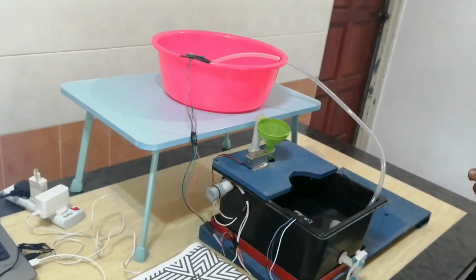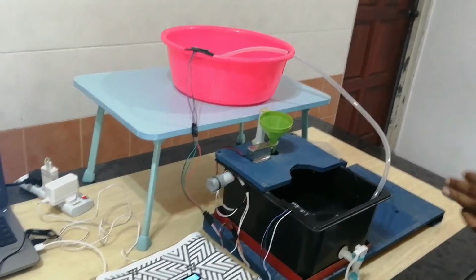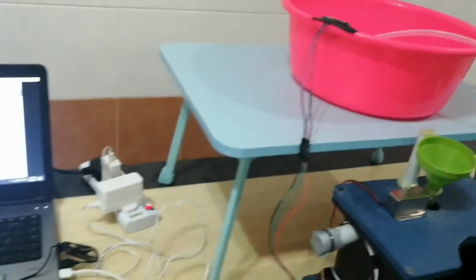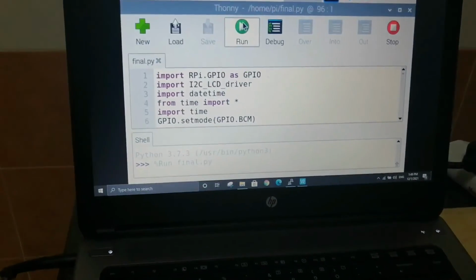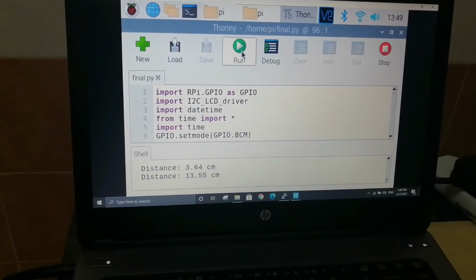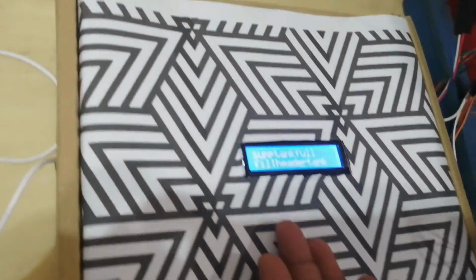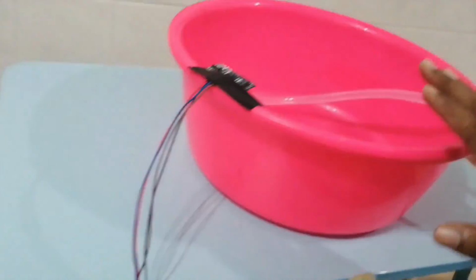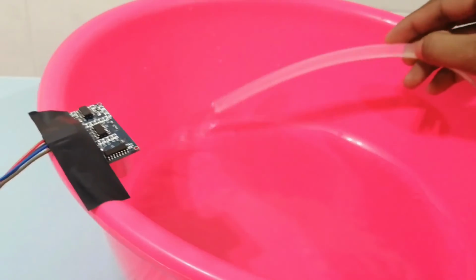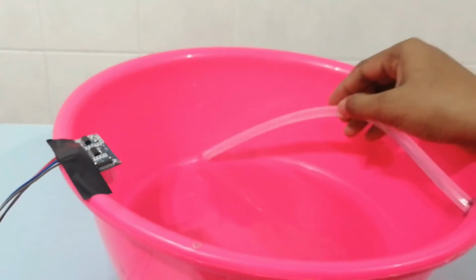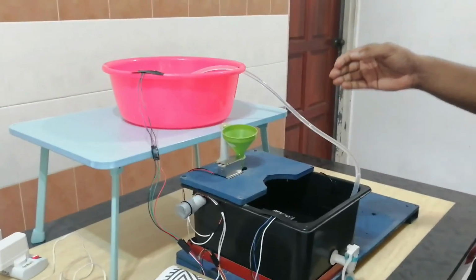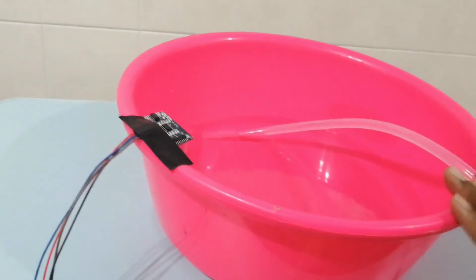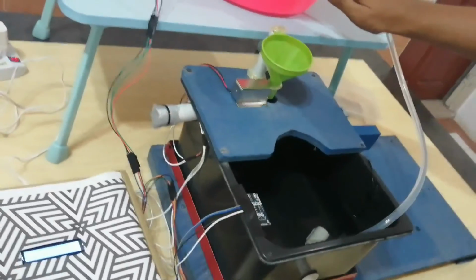Okay, now I am going to demonstrate the project for the fourth situation where the sump tank is full but the header tank is empty. Let's see what will happen when I run the program. The LCD will display that the sump tank is full and it will start to fill the header tank since the header tank is empty. Here we can see the header tank is being filled. Since the sump tank is full and the header tank is empty, water will be continuously pumped until the sump tank is empty or the header tank is full.